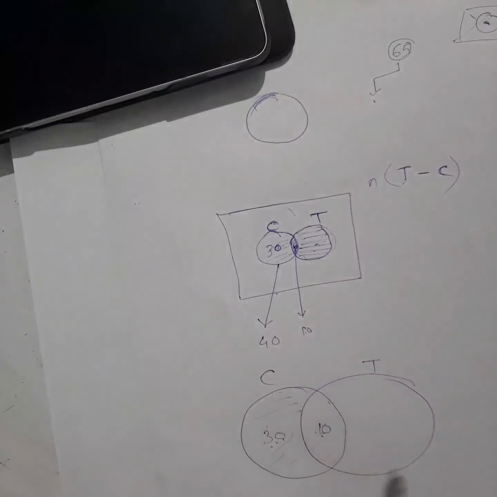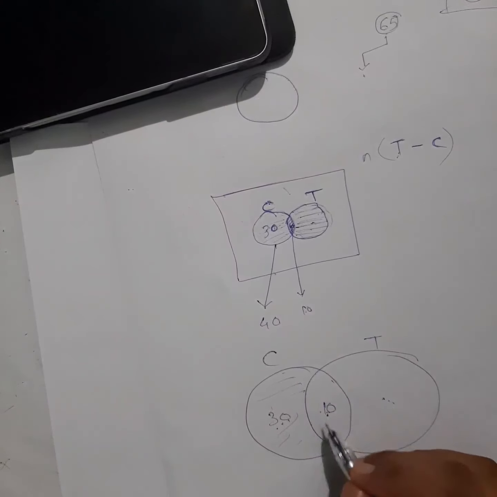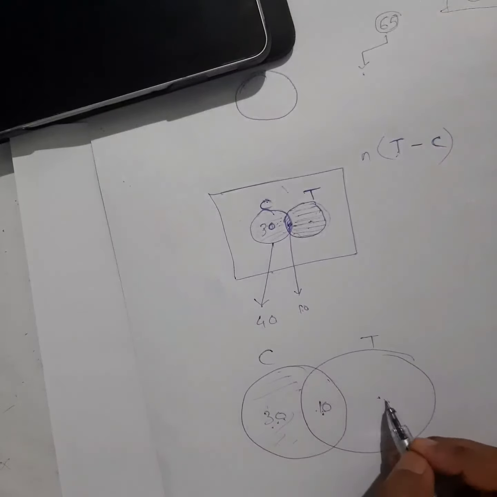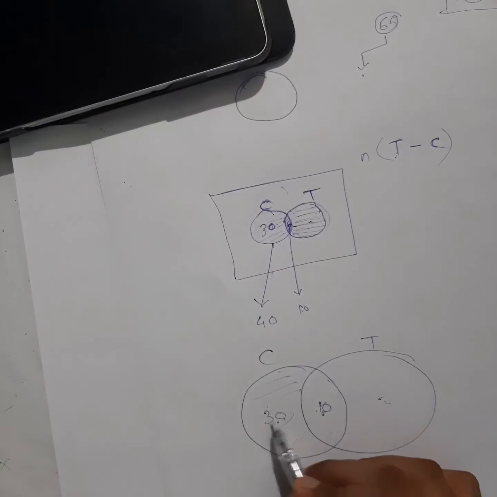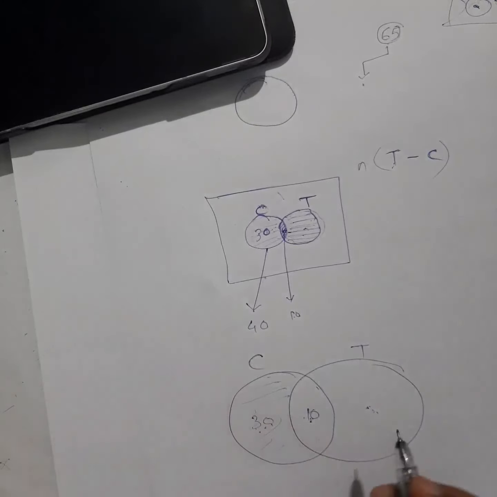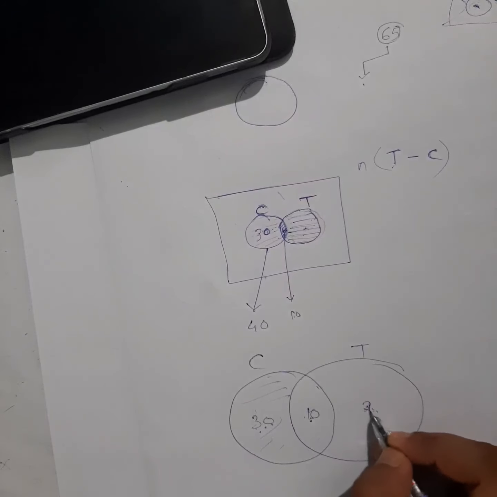Now all together in a group how many people were there? 65. So all together it should be 65. So 30 like only cricket, 10 like both cricket and tennis. So how many will like only tennis? So according to this Venn diagram, how many will we get here? Total it should be 65, right? Because no person you can repeat here, right? So 30, 10, that is 40 gone. So how many persons will be left out? 25 will be left out.